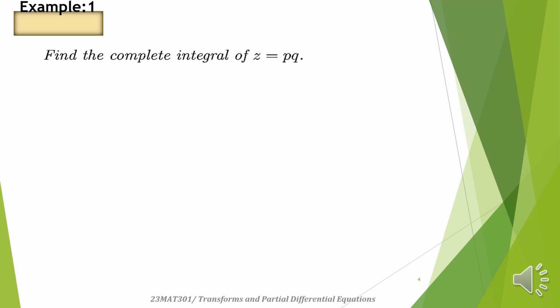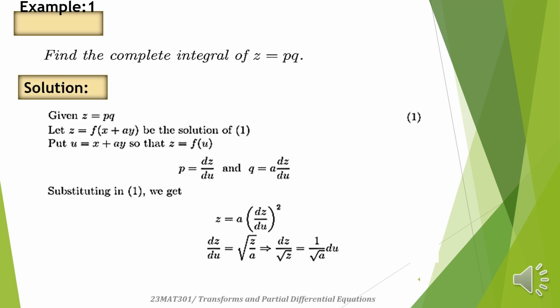Find the complete integral of z is equal to pq. So in the third type we have to solve this. First, z is equal to pq, that is your question. For z we take the form f of x plus ay. This will be your solution. This x plus ay will be your u, so you get z is equal to f of u. From the previous introduction we know that p is equal to dz by du and q is equal to a into dz by du.